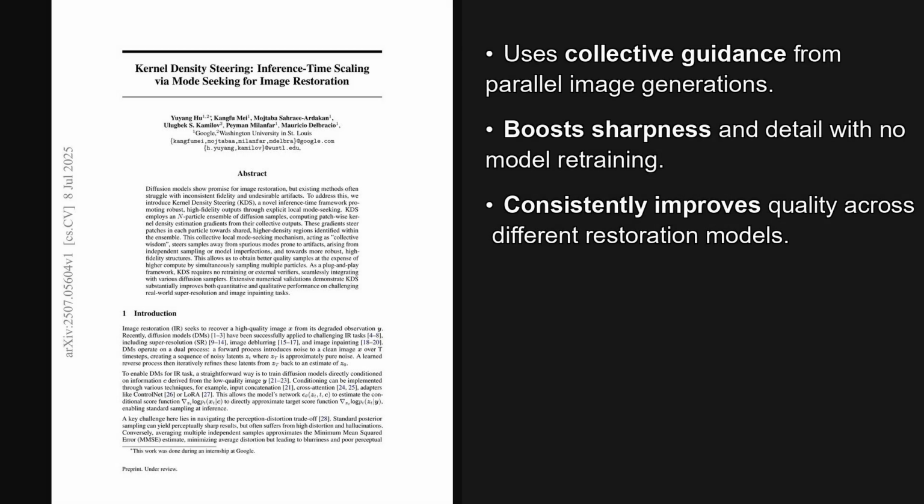So to wrap things up, we've seen that kernel density steering is a powerful plug-and-play framework. The key takeaway is that it improves image restoration at inference time, meaning no costly retraining is needed. It does this by using a statistical method called kernel density estimation. This helps a group of parallel image generations, the particles we talked about, find shared high-quality features. This collective process consistently produces sharper, more robust images across different models and tasks.